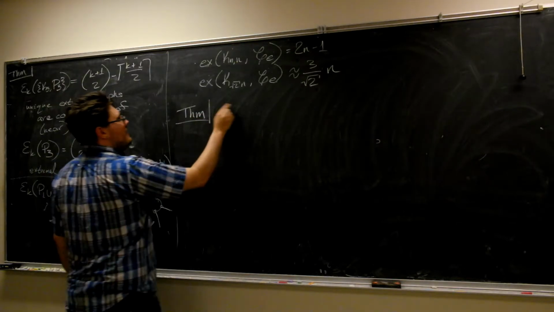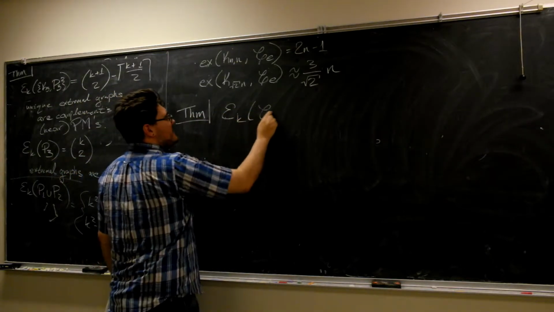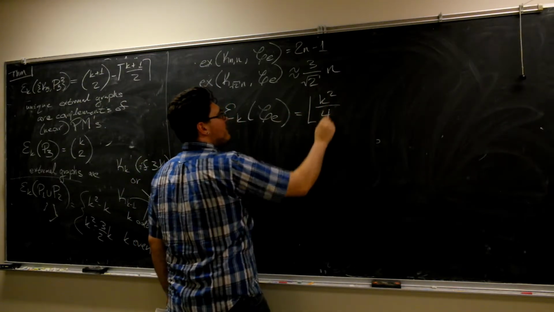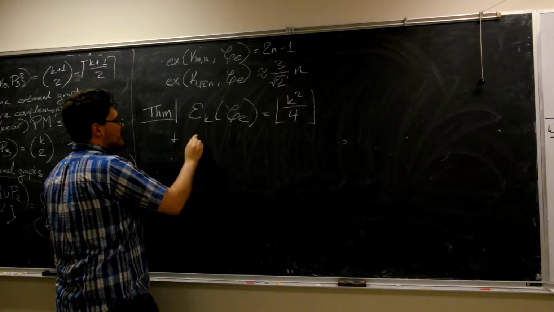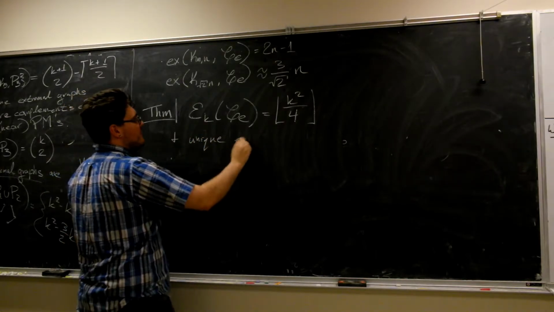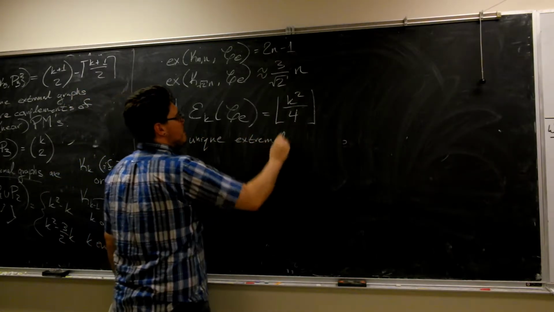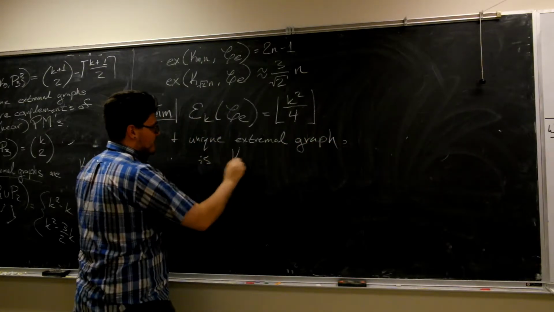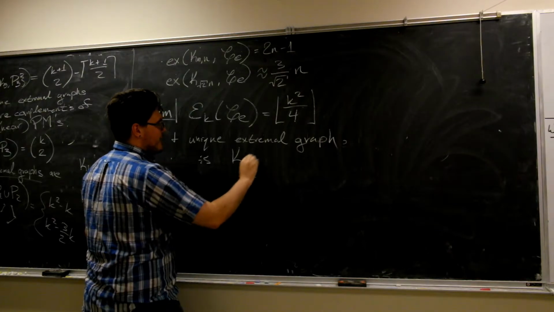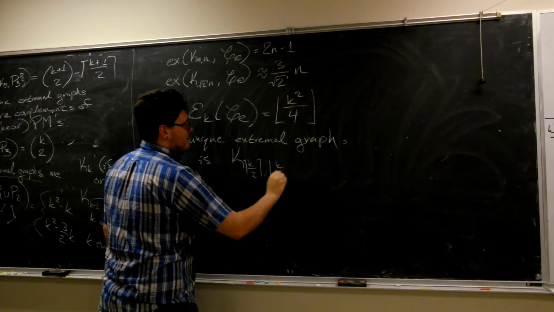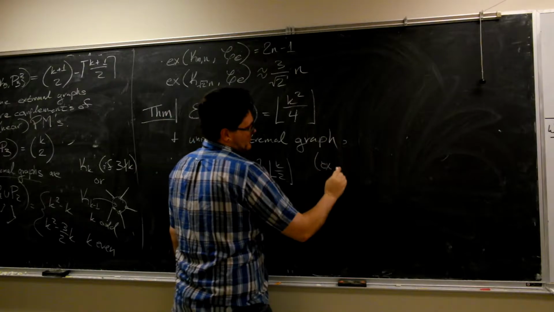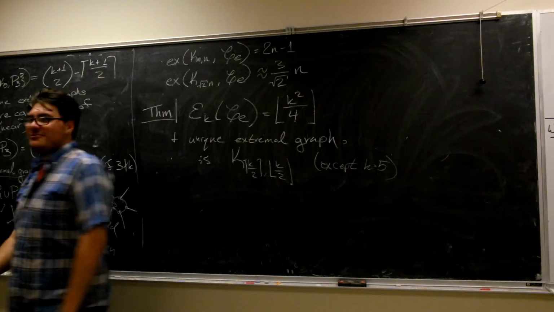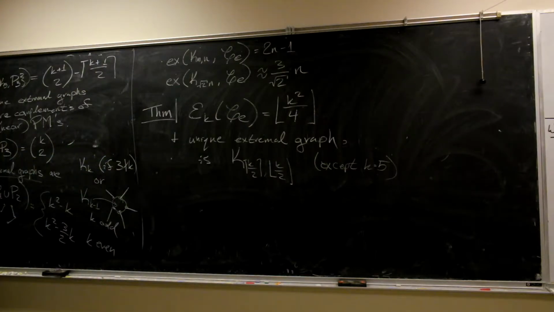Theorem: e_x of k for the class of even cycles is exactly floor of k squared over 4, and the unique extremal graph is the balanced complete bipartite graph. So k over 2 rounded up, k over 2 rounded down, except k equals 5. When k equals 5, you could also take the clique on 4 vertices, and that just happens to work.